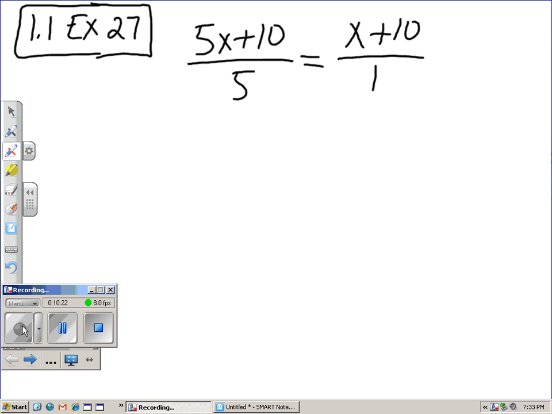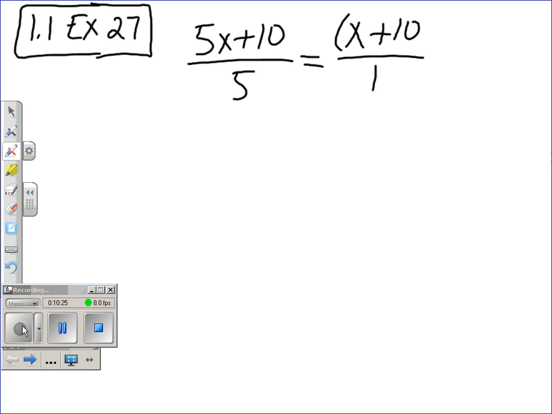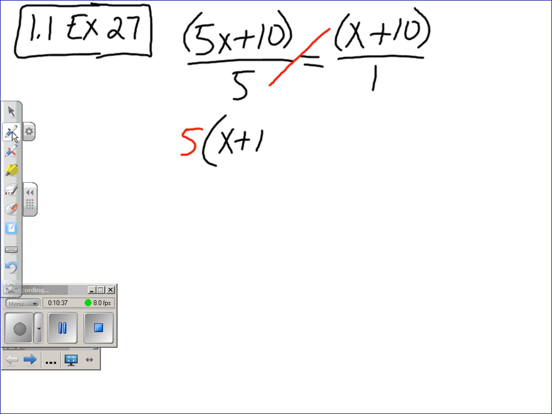Okay, so I am going to put parentheses around these. It'll make more sense. And I'm going to cross multiply. I'm going to multiply the 5 times that x plus 10. So 5, let's go back to black here. 5 times x plus 10, and it's going to be equal to the other cross multiplication, the 1 times the 5x plus 10.